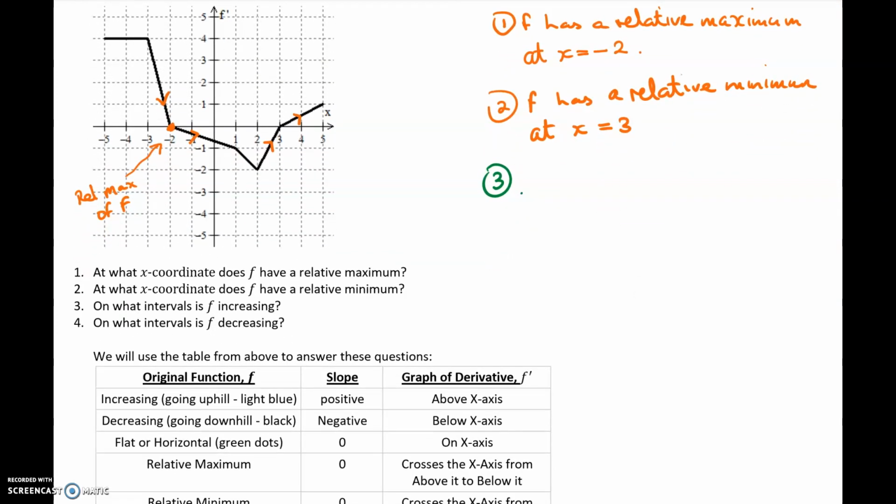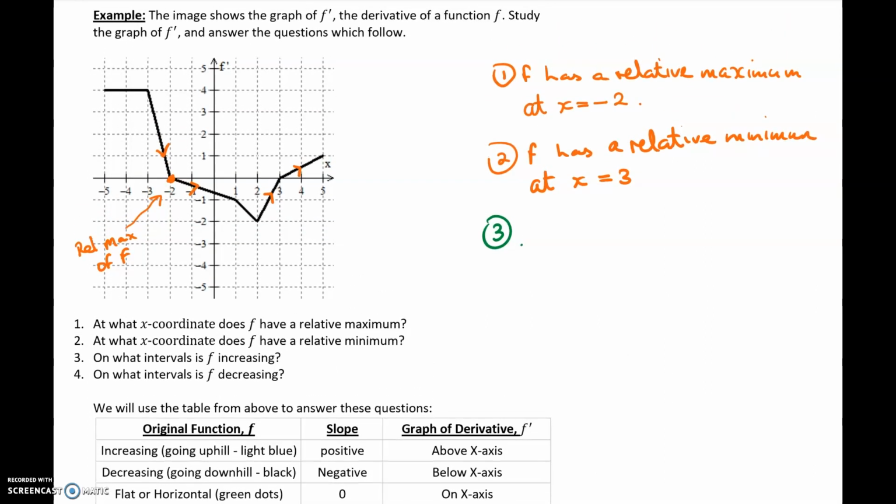Number 3. On what intervals is f increasing? Again, look at your table. You want f to be increasing, and f is the first column. So f is increasing, that's the first line, when the graph of the derivative is above the x-axis. F prime is above the x-axis across here and down as far as there. So if we look along here, that's from -5 to -2.